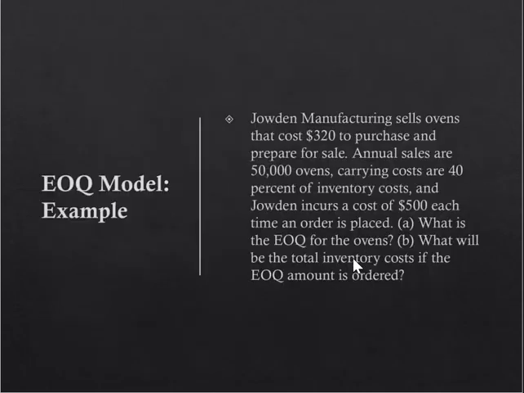We're going to walk through an example. Jowden Manufacturing sells ovens that cost $320 to purchase and prepare for sale. Annual sales are 50,000 ovens. Carrying costs are 40% of inventory costs, and Jowden incurs a cost of $500 each time an order is placed. What's the EOQ for the ovens, and what will be the total inventory cost if the EOQ amount is ordered? So, pretty typical problem. Let's walk through it mathematically.